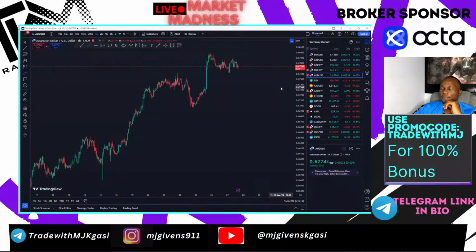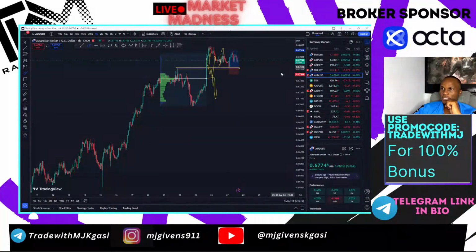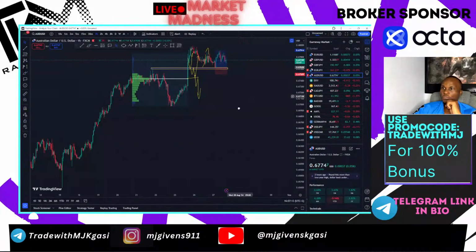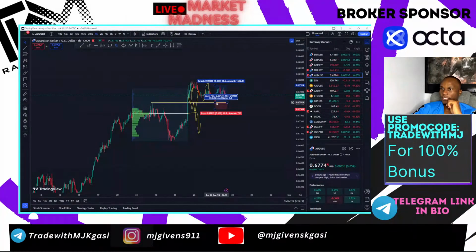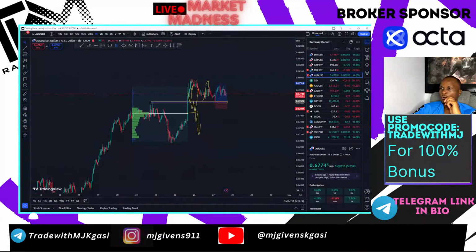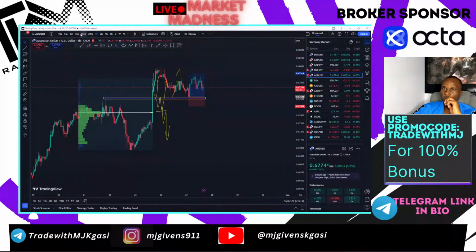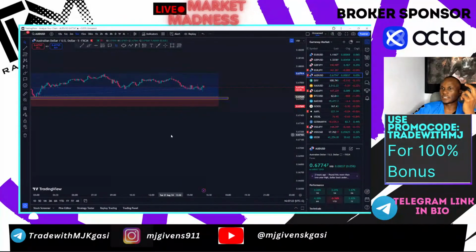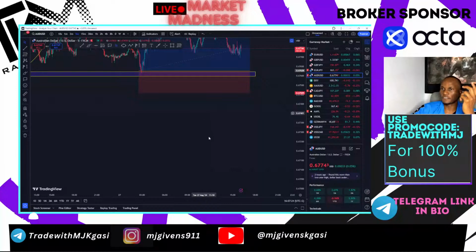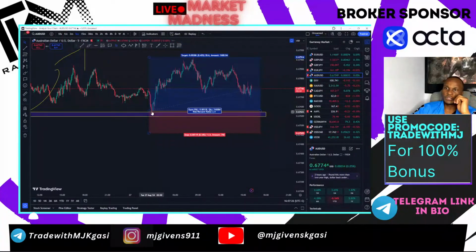AUD USD. For those that attended the stream yesterday, we spoke of buying AUD USD at this area here, 0.67624. This is where we wanted to buy AUD. You could have had it on 5 minutes. This was a beautiful trade on 5 minutes, but unfortunately it only printed in the early hours of the morning. Look at how beautiful that is. You could have hit your TP by now.